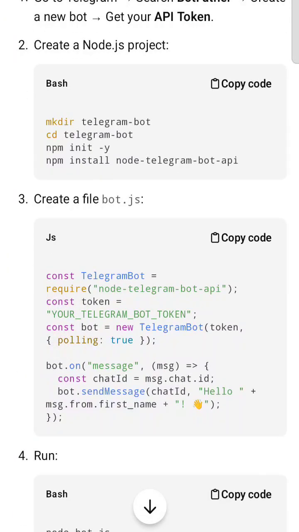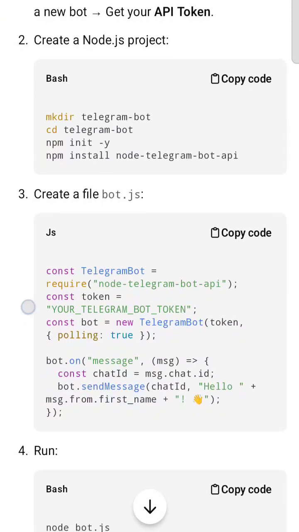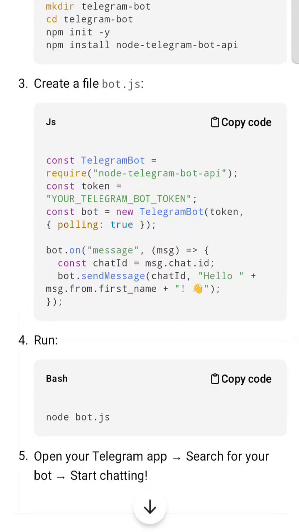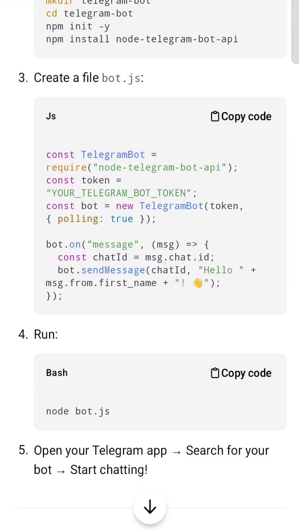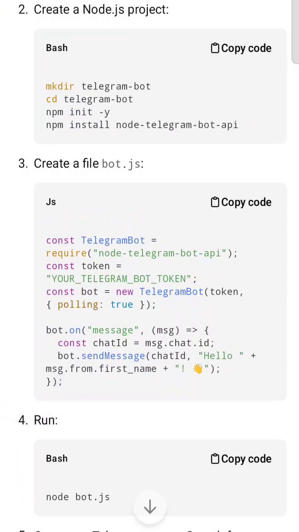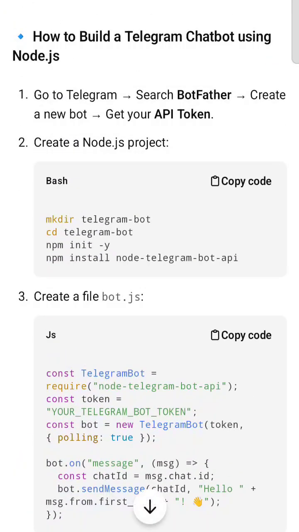bot.js, and then put this code in that file, and at the end run this command, node bot.js. So now you can open your Telegram app and search for your bot, and you can start chatting. So this is how you can create the Telegram chatbot using Node.js.